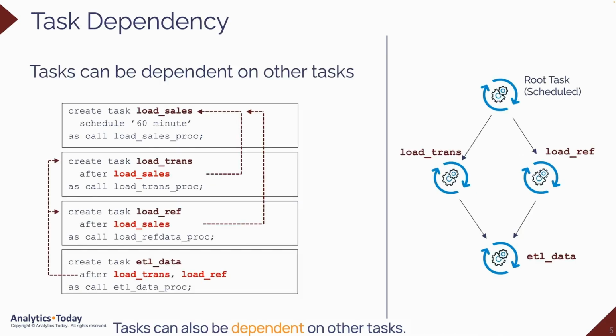Tasks can also be dependent on other tasks. The diagram on the right describes what the sequence is on the left. So what you have is a load sales task that runs every 60 minutes. The next task, load trans, will load after the load sales process is finished. And then likewise, the load reference will also load once the data's finished. And you can see here visually what the dependency is.